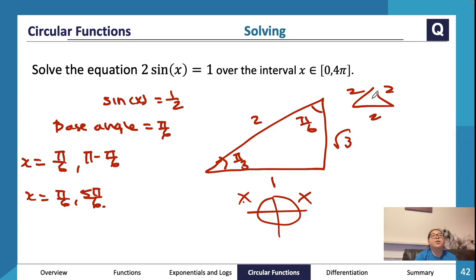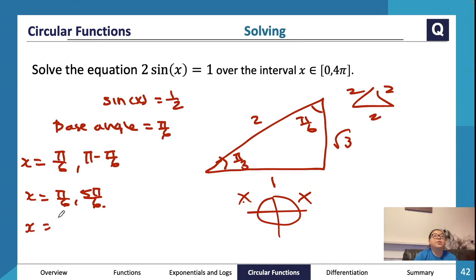Okay, cool. Now we need to check for the domain. So those two solutions are in domain. So if we checked minusing, that would become negative 11 over 6 pi, and that would become negative 7 over 6 pi. So that's outside the domain, so we don't want to go backwards. Now we can check with forwards.